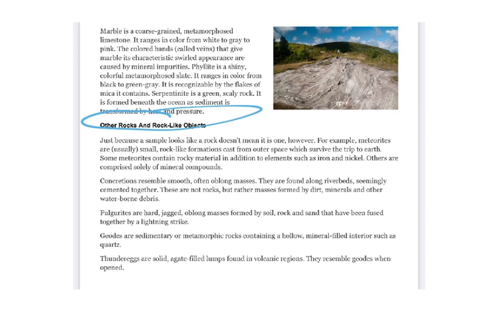Fulgurites are hard, jagged, oblong masses formed by soil, rock, and sand that have been fused together by a lightning strike. Geodes are sedimentary or metamorphic rocks containing a hollow, mineral-filled interior such as quartz. Thunder eggs are solid, agate-filled lumps found in volcanic regions. They resemble geodes when opened.